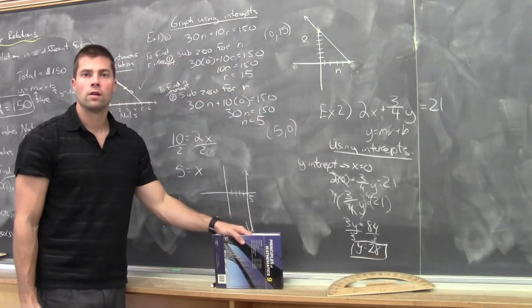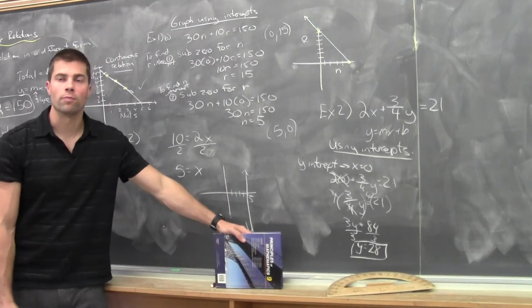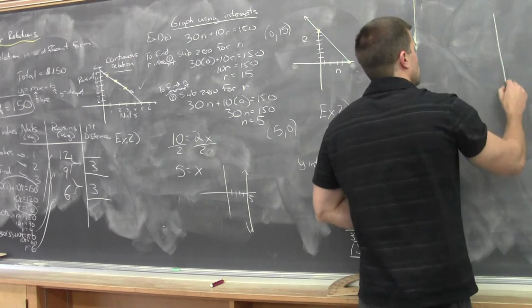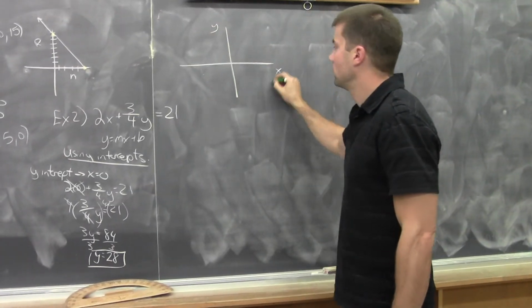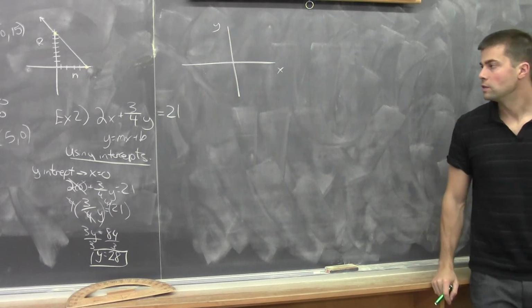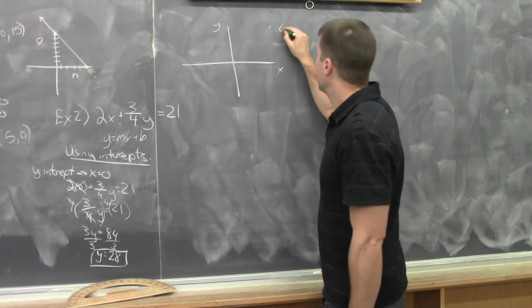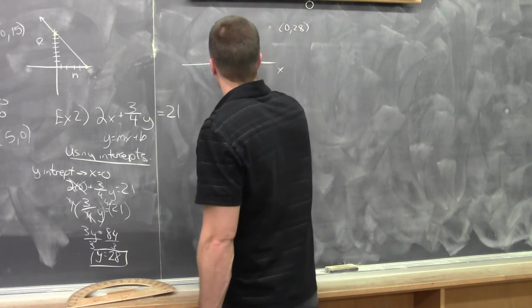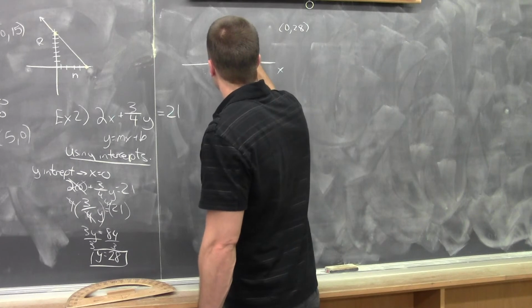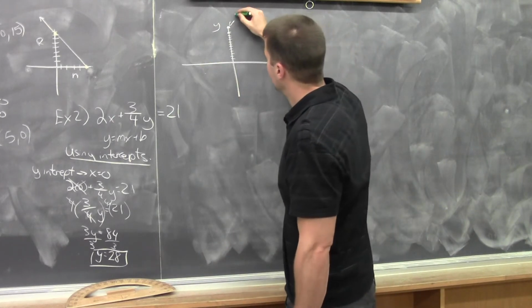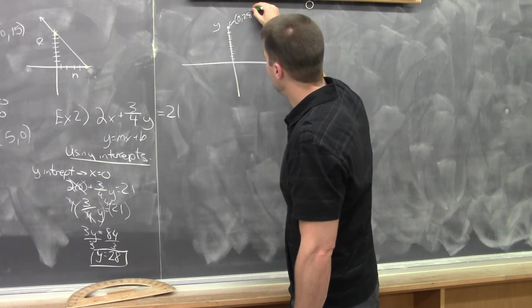So what's the first point that I'm going to put on this graph? 28. The first point, what is it? Hands up. Jesse. 0, 28. Very good. 0, 28. That's my first intercept. So I'm going to count up 28, and then I'm going to put the point there. This is 0, 28.